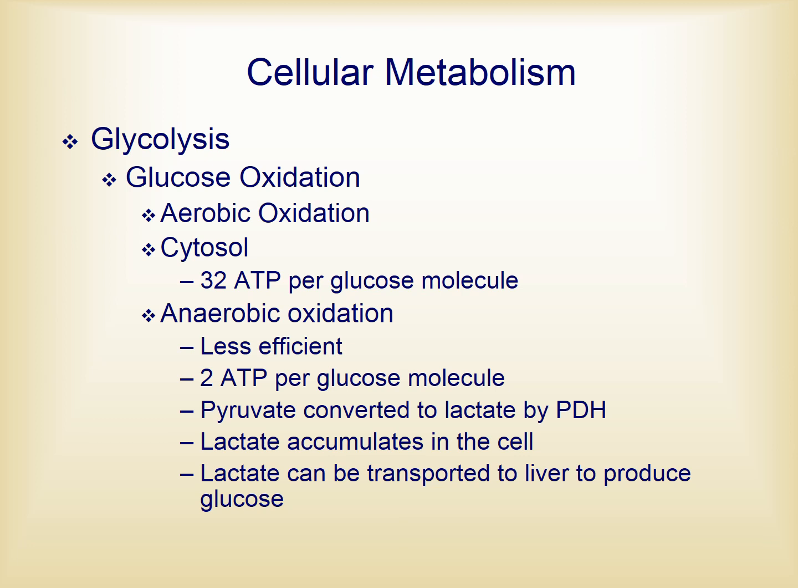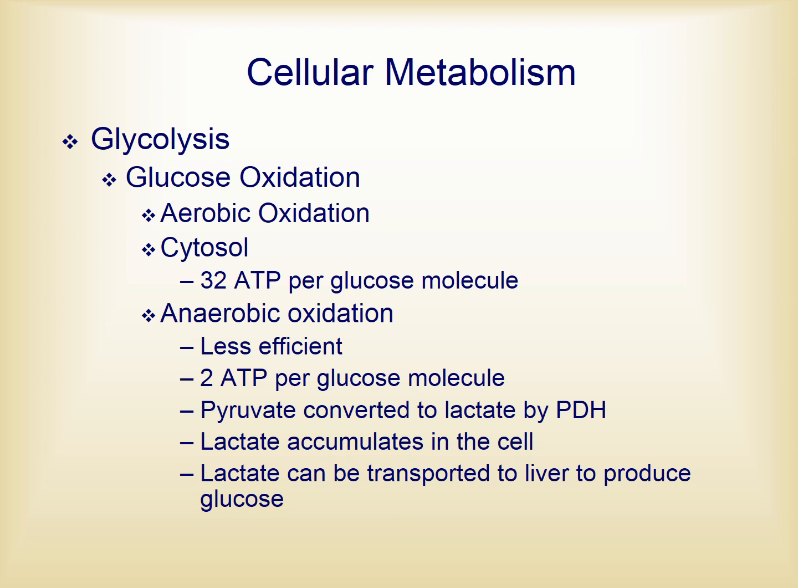Anaerobic oxidation occurs when no oxygen is present. It's much less efficient, and so we would prefer our athletes to work in an aerobic condition, but that's not always possible. Anaerobic oxidation forms 2 ATPs per glucose molecule. Under anaerobic conditions, pyruvate is converted to lactate by pyruvate dehydrogenase, or PDH.